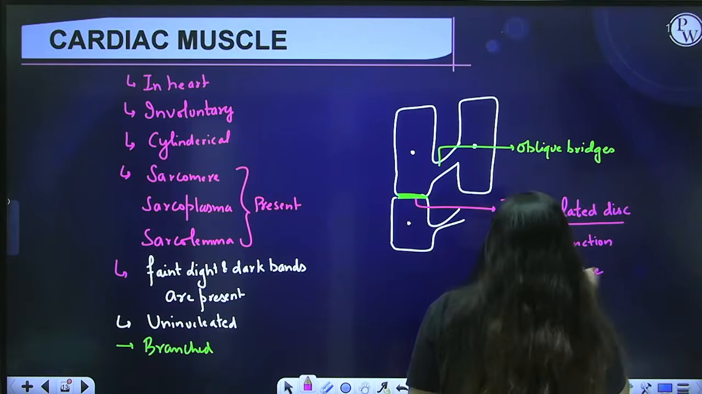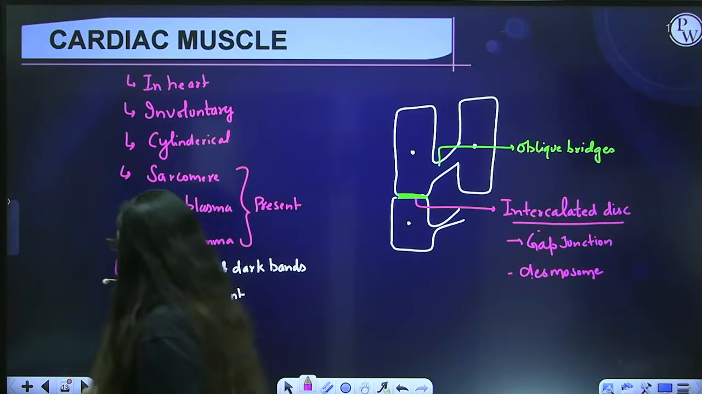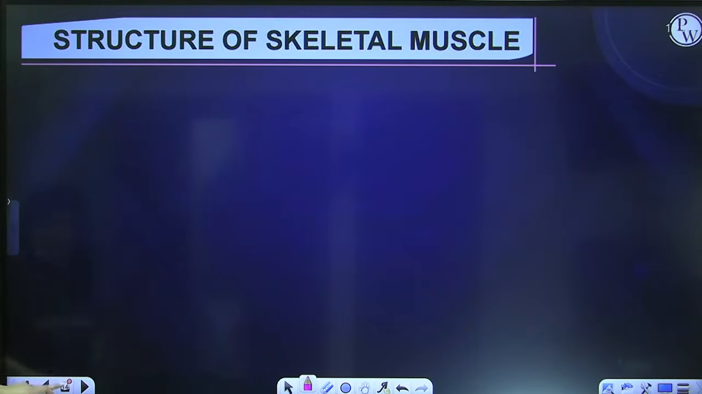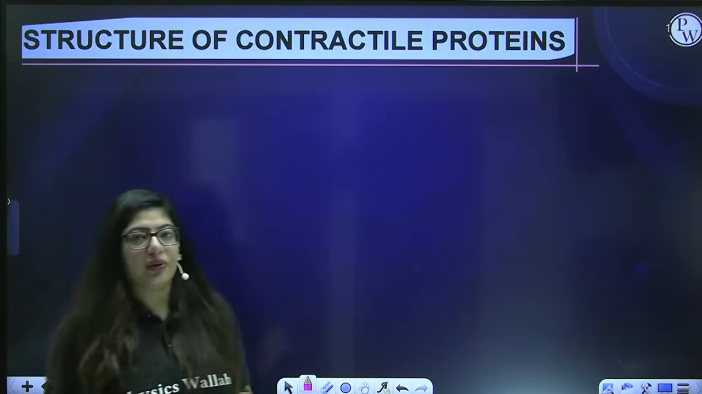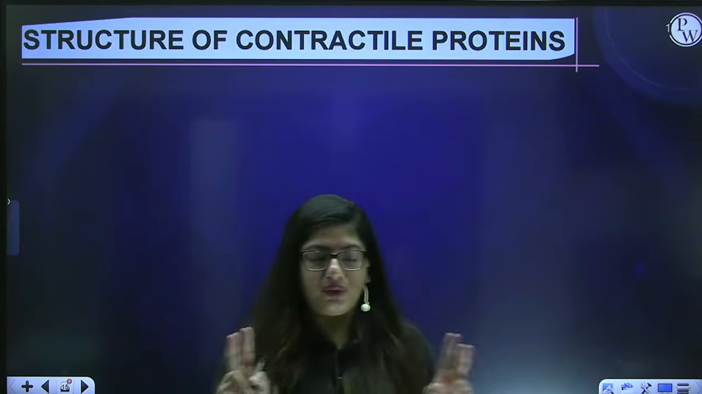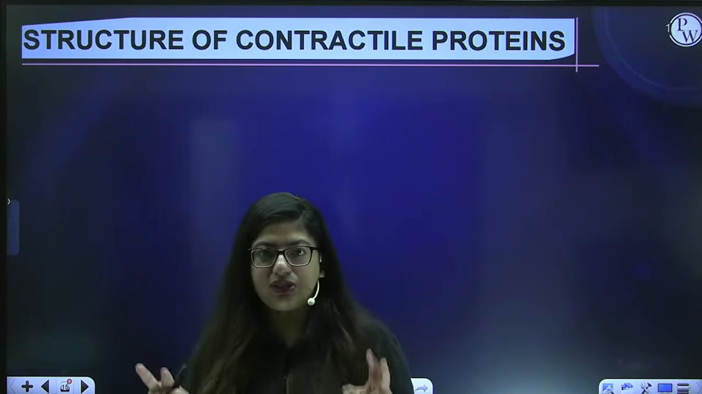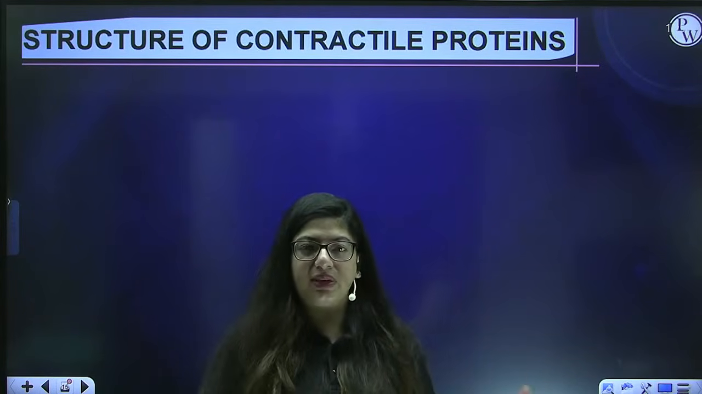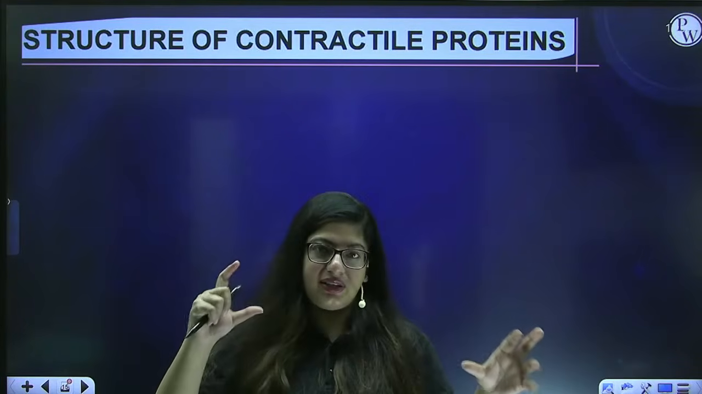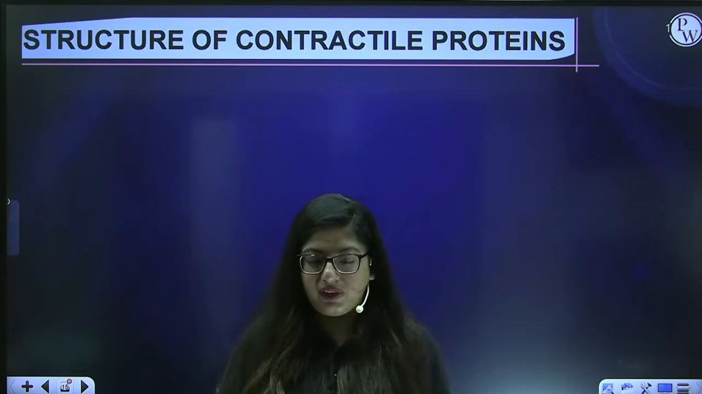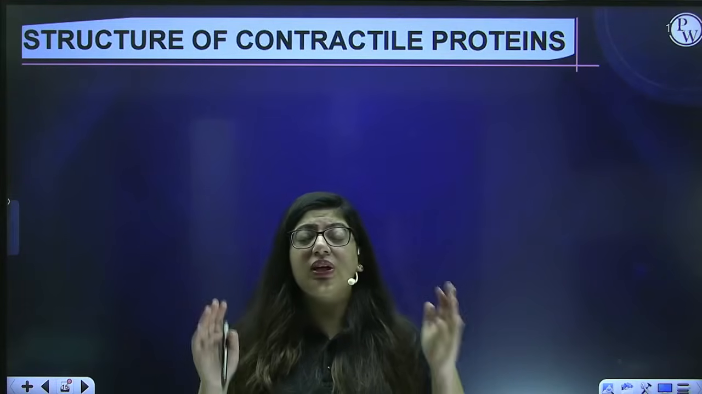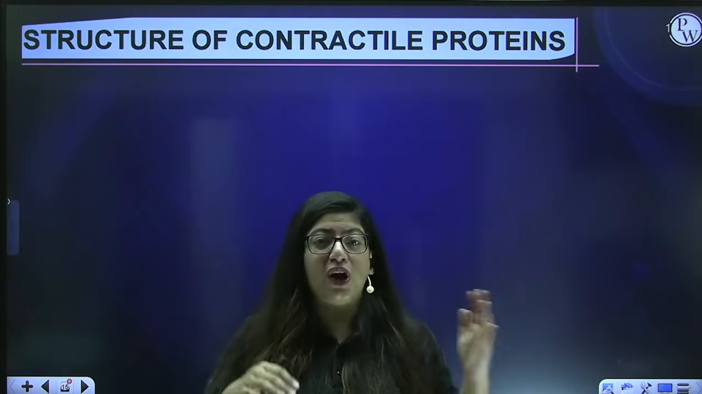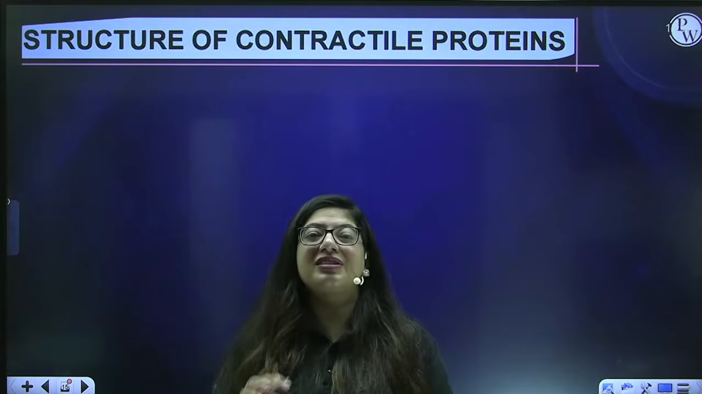Okay, so that's your cardiac muscle, guys. Let's talk about the structure of the contractile proteins. There are two types of contractile proteins, or we can say two types of myofilaments. One is thin, another is thick. Now, what's the difference between them? How do they work? What's the structure? How does the muscle contract? We will discuss all about that.